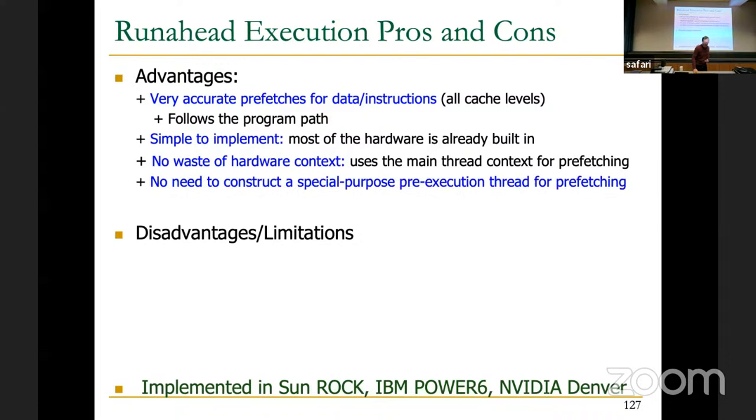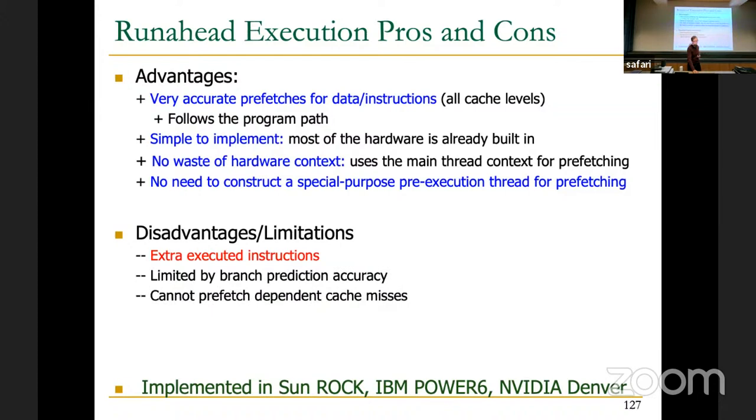There's no need to construct a special purpose pre-execution thread for prefetching. But we will do that actually in later work because there's a good reason for it. But in the initial form, it's very simple, basically. But of course, it has limitations like extra executed instructions. But that's true for all speculative pre-execution based mechanisms. It's limited by branch prediction accuracy. That's true for all speculative pre-execution based mechanisms. So these execution based prefetching mechanisms are all limited by these. Cannot prefetch dependent cache misses. This is a limitation of run-ahead execution, but may not be a limitation of all pre-execution-based mechanisms.